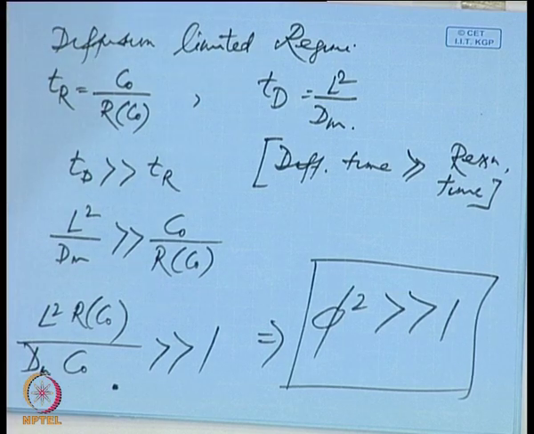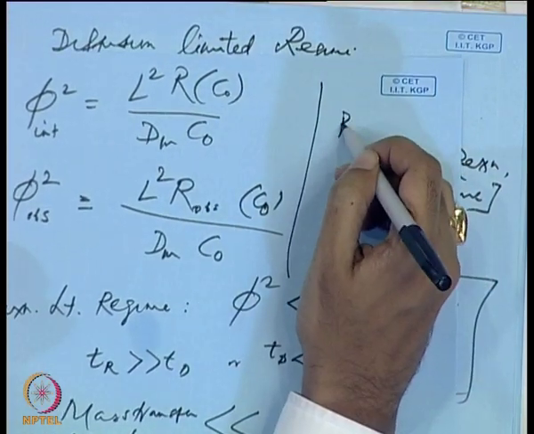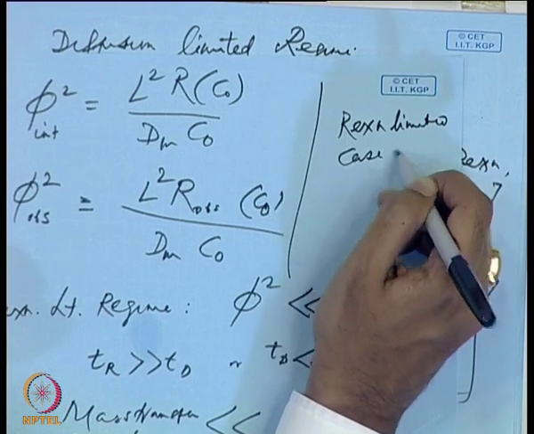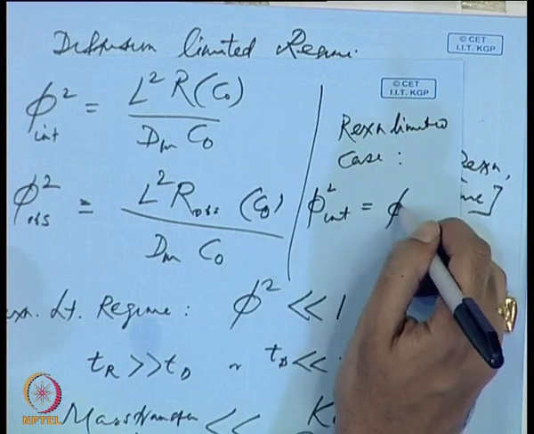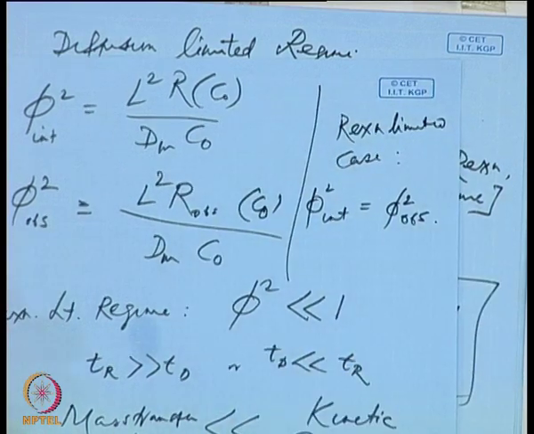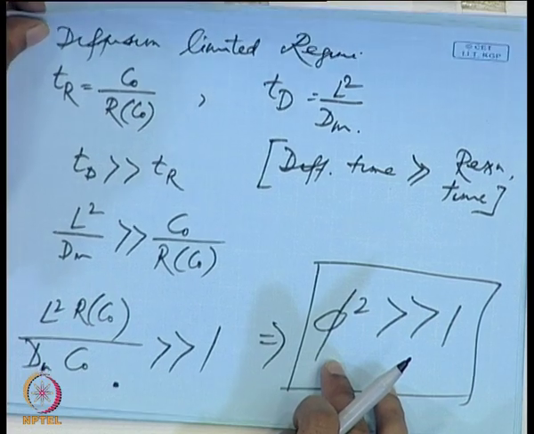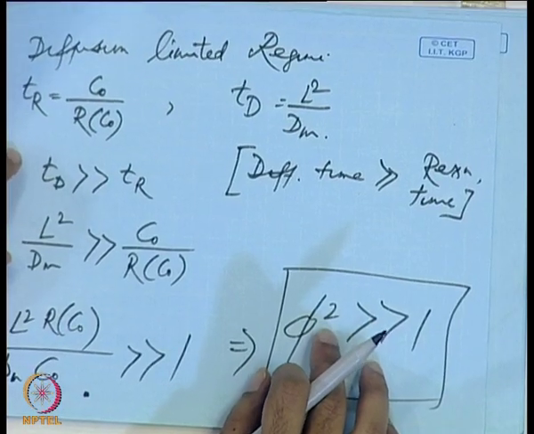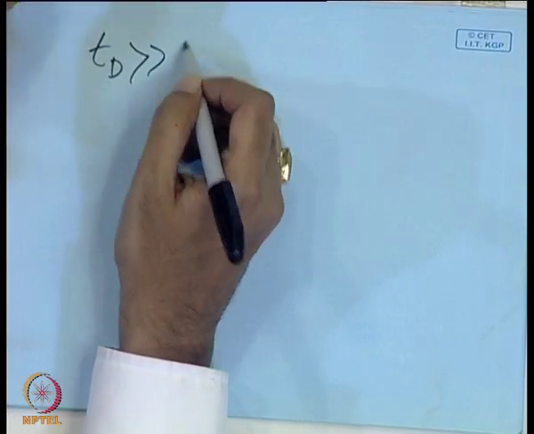So, by the way, I just do not want to confuse you. In the reaction limited regime, my phi square intrinsic is going to be equal to phi square observed, right, because the reaction rate intrinsic and observed are the same. So, in the diffusion limited regime, this is my criteria. Okay. So, if this is the case, phi square is much greater than 1, or in other words T d is much greater than T r.